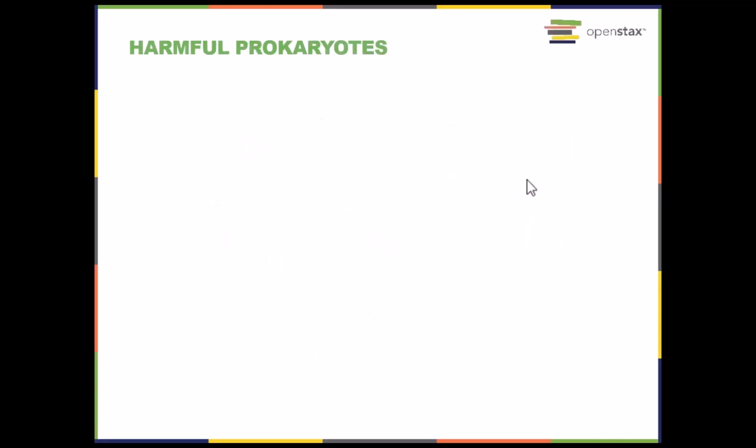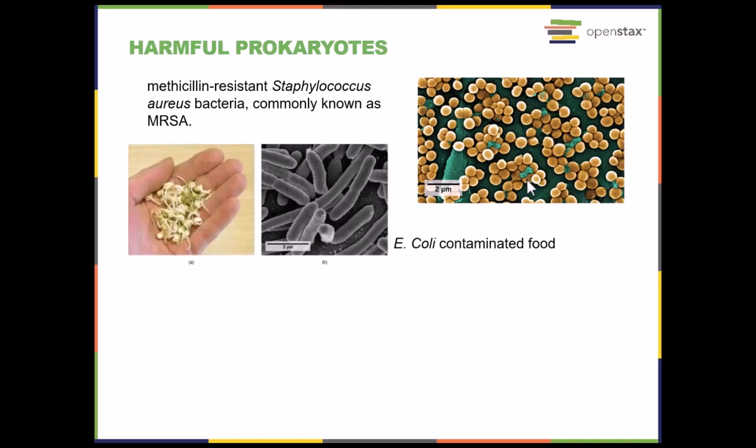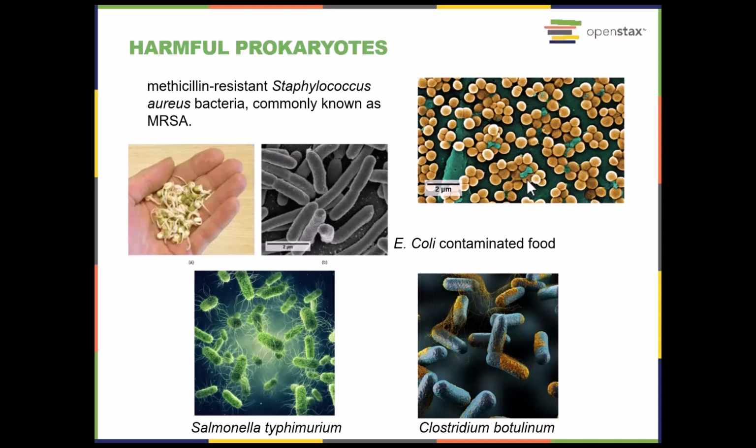Now, some prokaryotes are harmful. You've heard of MRSA, methicillin-resistant Staphylococcus aureus. So these are bacteria that have become resistant to methicillin antibiotics. We also see that E. coli can contaminate food sources. Salmonella can also contaminate food. And botulism can cause disease.